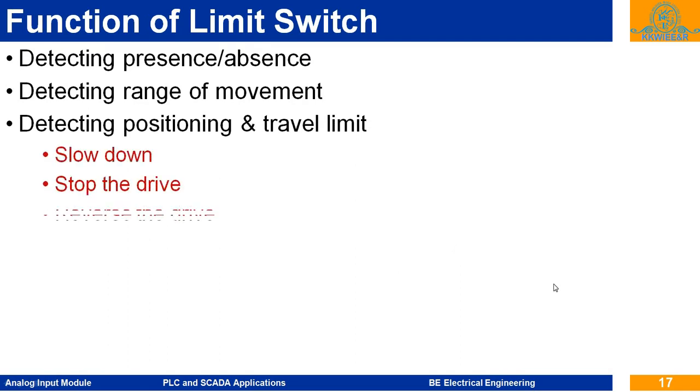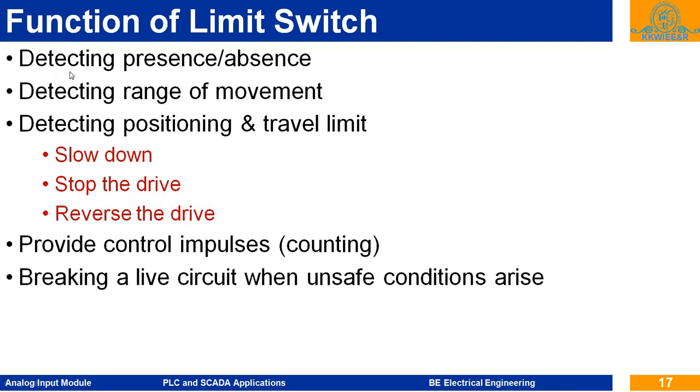So what is the function of this limit switch? It detects the presence or absence of an object or a machine part. It will detect the range of movement. In the case of, say, a shearing machine, you have to control the stroke, so you can change the limit switch position. So it detects the position and travel.